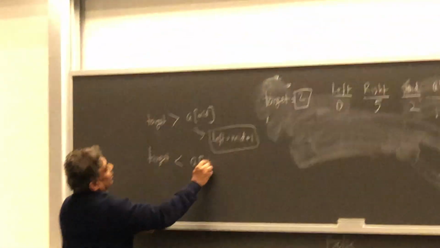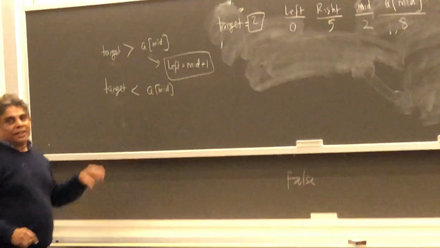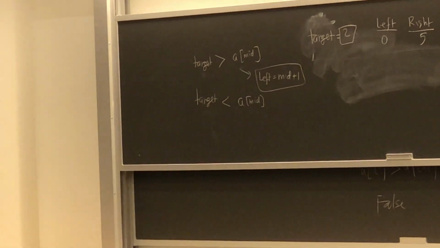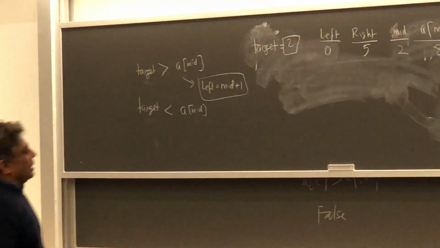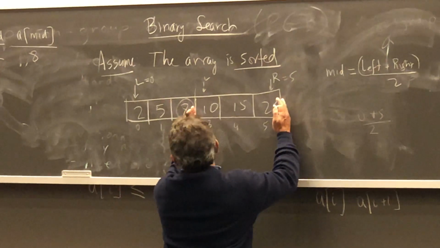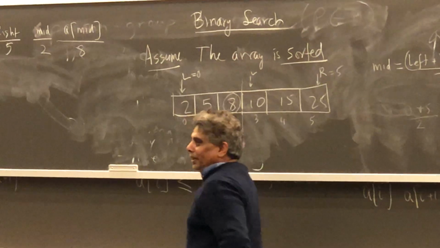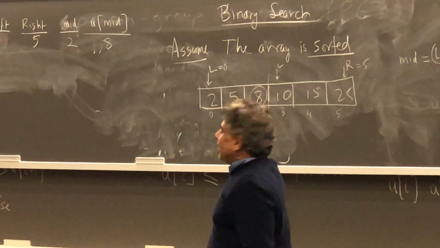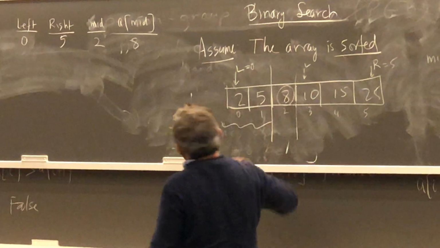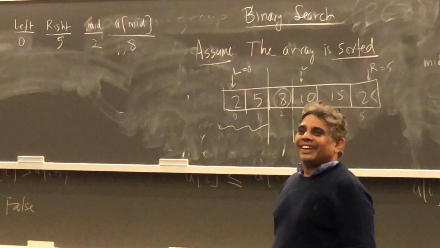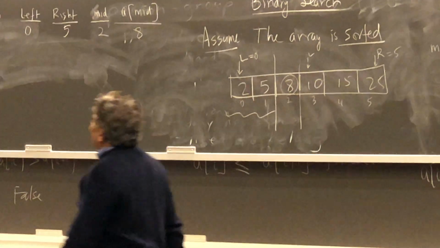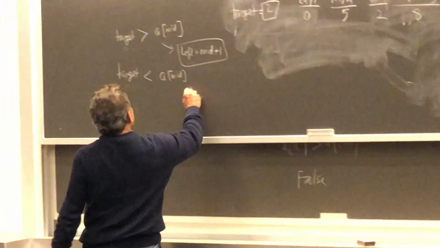All right, now in the same argument, you can tell me if the target is less than A of mid, how should I arrange the left and the right pointers? Notice in the first case, if the target is bigger, then this is all I have to look at, I don't even care about this one. But what if the target is less than the mid? That means on this side. Yeah? Right is mid minus 1. Very good. Okay, so you're going to make right equals mid minus 1.